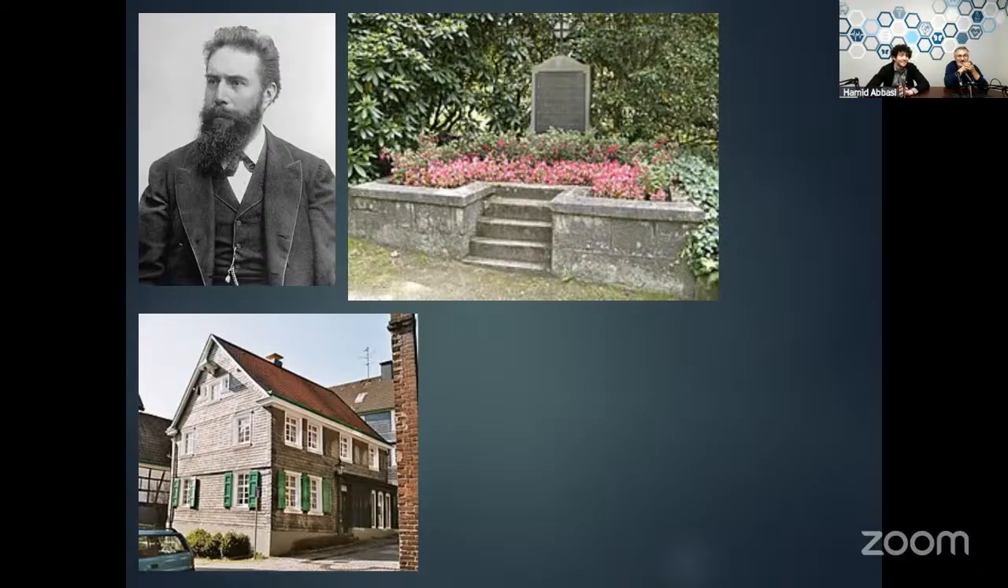And that house, you see that car? That's a modern car. That house still exists. You see the corner of the car down there? Yeah, bottom left.